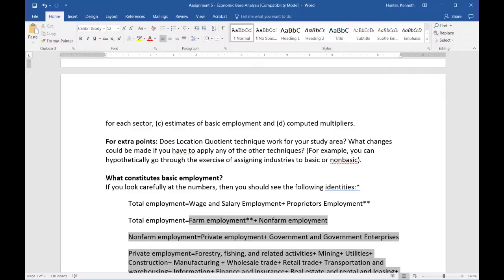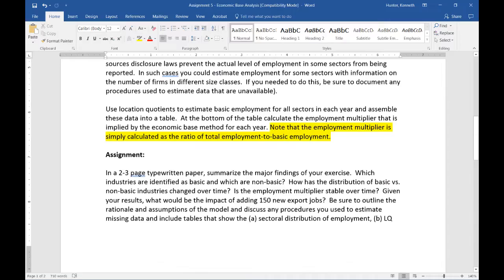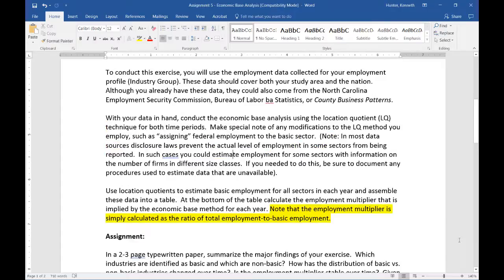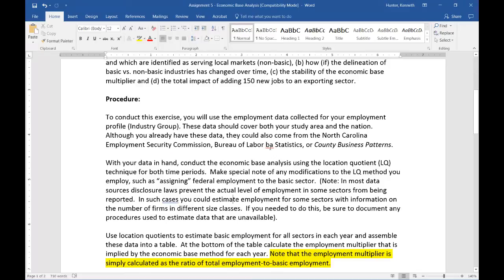Are there any other questions with respect to assignment 5? The other thing I'll point out: if you're looking for how you calculate the economic multiplier, look at the last sentence in paragraph 3 of the procedure section.